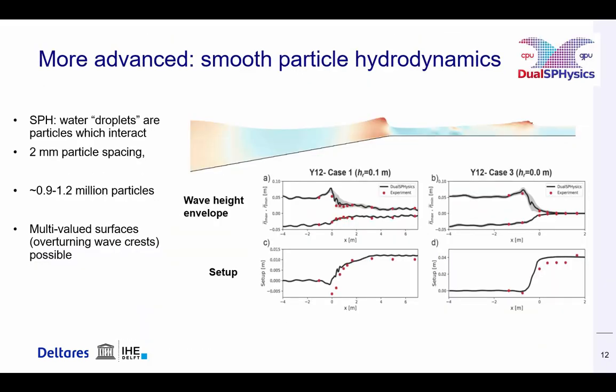There are also more advanced hydrodynamic models, such as smooth particle hydrodynamic models, in which individual particles or droplets are interacting with each other. So here is a model with about 1 million particles. And you can see that with these particles we can resolve the 3D structure under the waves and also the individual wave breaking and the overturning waves. And this model already shows good comparison to laboratory data.